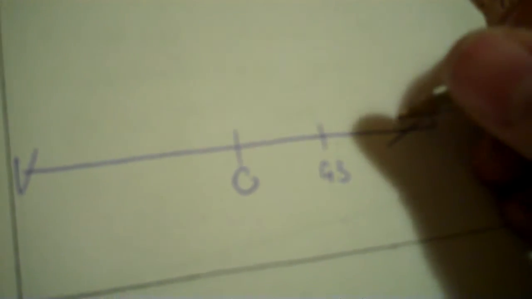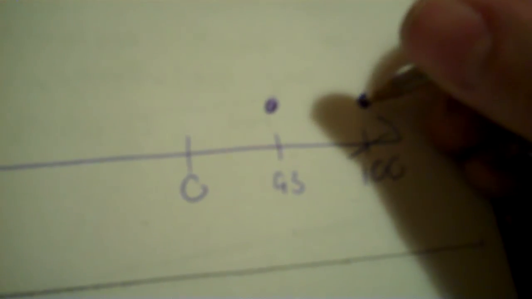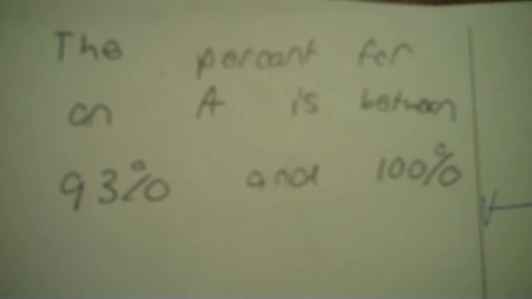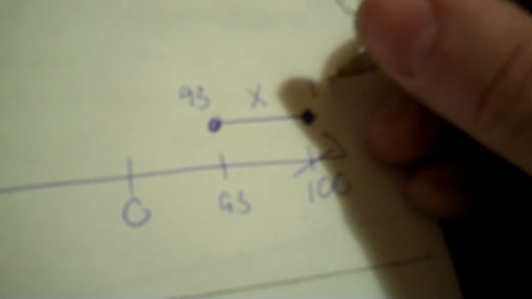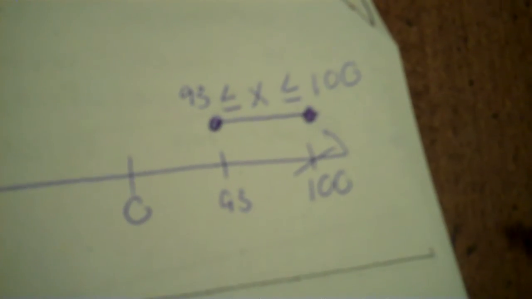The percent for an A is between 93% and 100%. So 93, 100. You can be equal to those to get an A, so we fill them in, and then anything in between. You can put P for percent, A for A, doesn't matter, or just use X. 93, 100. So you eat the 100, then you eat the x. You need to have the lines because we filled in the circles.